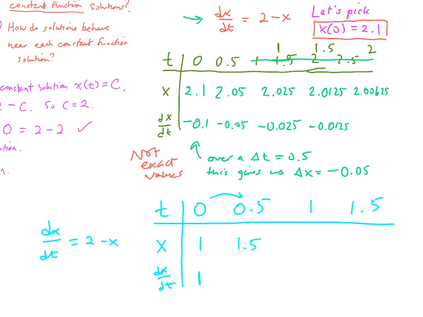And then my rate of change there is going to be 2 minus 1.5, which is 0.5, which means my change over the next interval is going to be half of this, which is 0.25. So now x of 1 is going to be 1.75. So my rate of change then is going to be 0.25. And again, you're noticing this phenomenon that x gradually marches back towards the equilibrium.